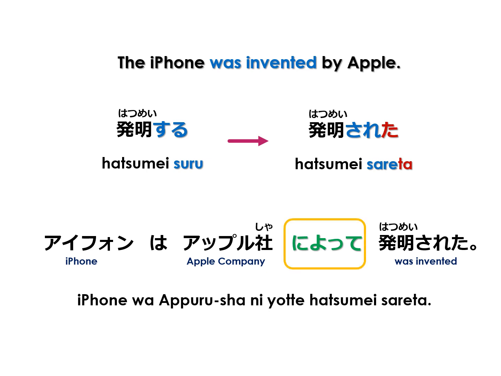Ni yotte means depends on, and when used in a passive sentence, suggests manipulation resulting in an effect, which is precisely what the verb hatsume suru, to invent, does. Ni yotte is also often used in formal speech and in writing.